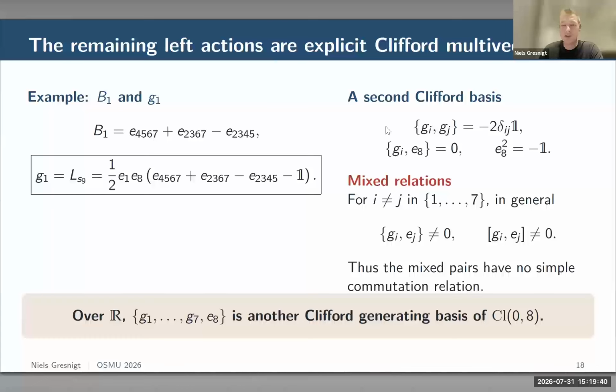And it turns out that those 7 GIs also anti-commute with each other, and they also anti-commute with E8. Yes, that's right. So we can have another basis for the same algebra CL08 in terms of G1 to G7 together with E8. So the basis for the algebra is not unique. However, if we try to look at the anti-commutators of the G's with the E's, then they don't satisfy very nice relationships. So that's where the algebra can become a little bit complicated.